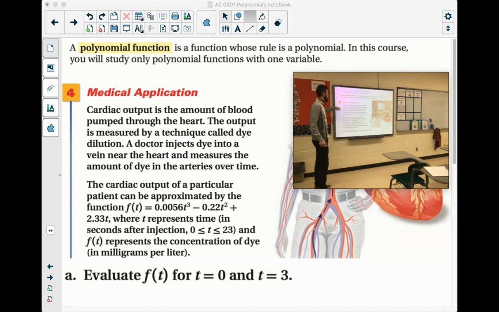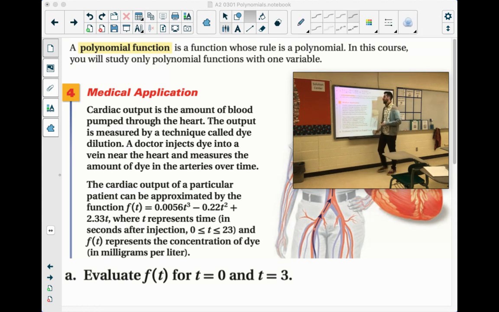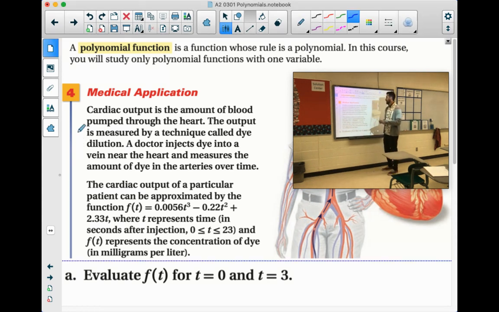Look at this. Cardiac output is the amount of blood pumped through the heart. The output is measured by a technique called dye dilution. A doctor injects dye into a vein near the heart and measures the amount of dye in the arteries over time. The cardiac output of a particular patient can be approximated by the function f of t equals that, where t is time in seconds after the injection, and f of t represents the concentration of dye in milligrams per liter.